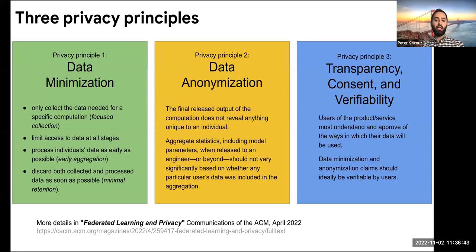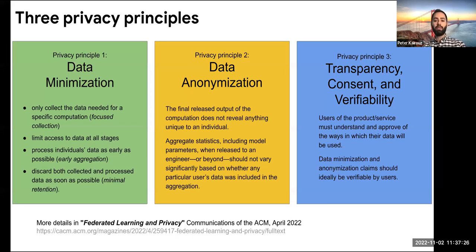The second principle is data anonymization, and here the term anonymization is aligned with European privacy laws and regulations. It is about ensuring that the final released output of the computation does not reveal anything unique to an individual that participated in the computation. So aggregate statistics, including model parameters, whether released to an engineer or on a device and beyond, should not vary significantly or at all based on whether any particular user's data was included in the aggregation. That is going to be very closely related to differential privacy.